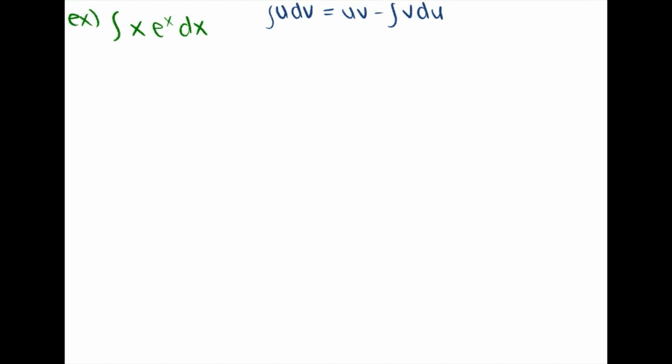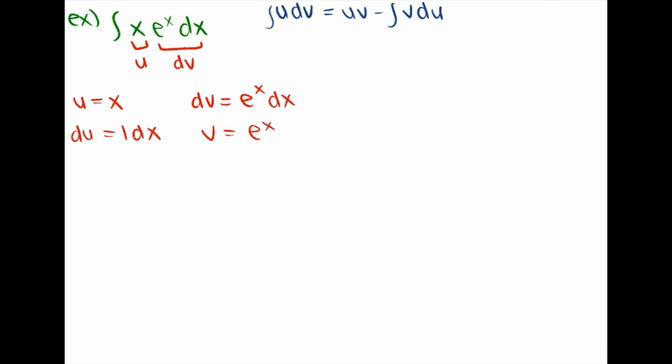Now, if I pick dv to be e to the x dx, I know that I can find the antiderivative of e to the power of x because it will just be e to the power of x. So let me just pick x to be my u then. If u is equal to x, then du is just equal to 1 dx. And if dv is equal to e to the power of x dx, then v is equal to e to the power of x.